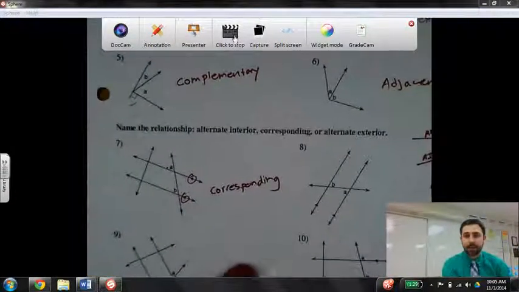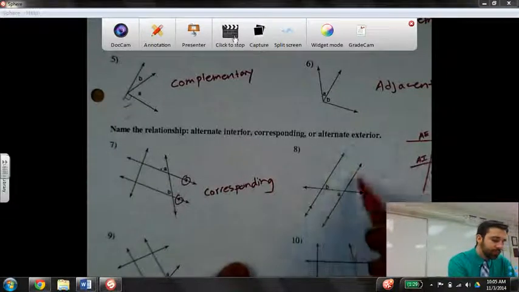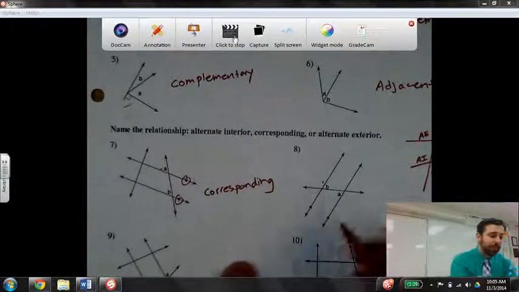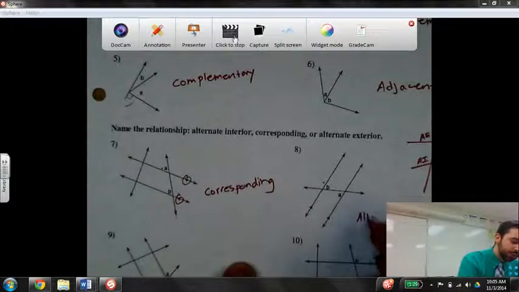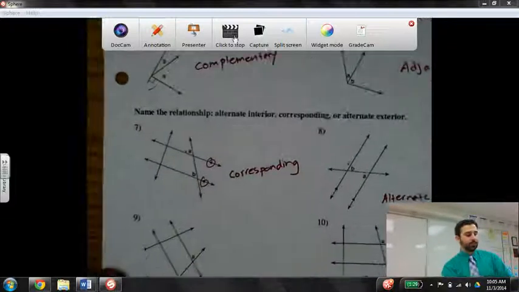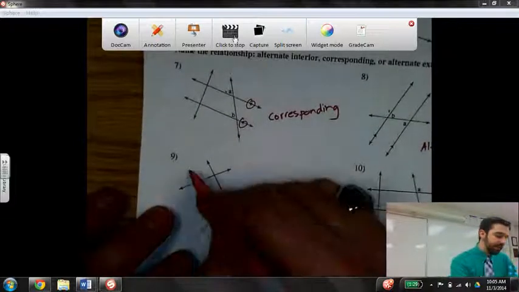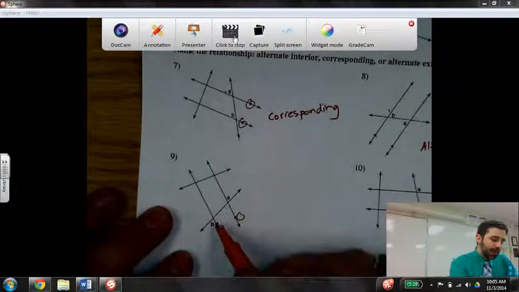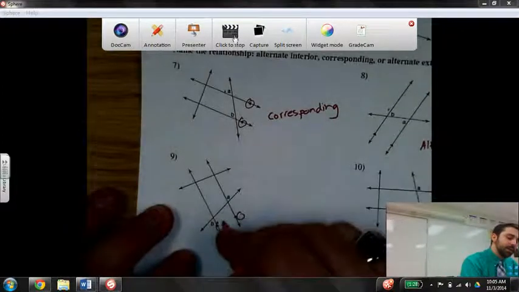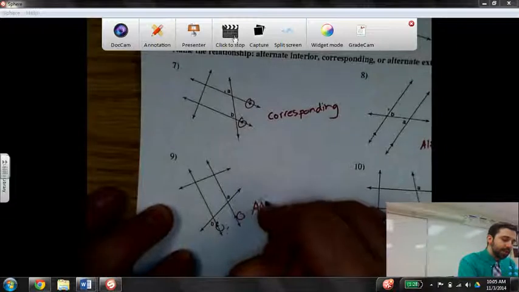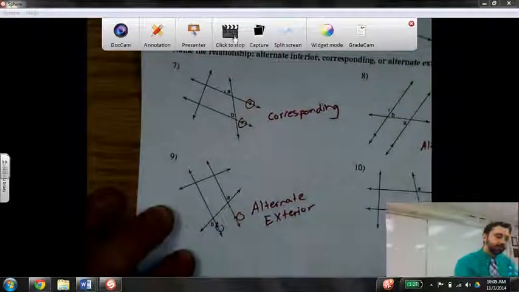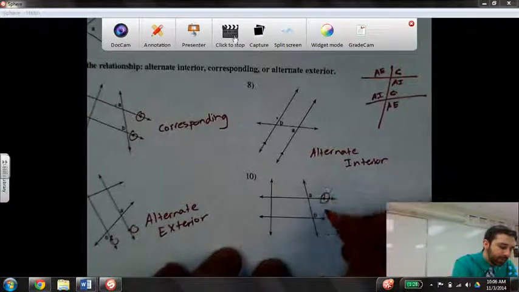Looking at number 8 now, we have these two parallel lines cut by a transversal. We see that B and A are both inside my set of parallel lines, and they are also opposite angles, so they are alternate interior angles. Looking at number 9 now, we see that these lines are the parallel lines we need, cut by this transversal. Notice A and B are outside of my parallel lines, and they are opposite angles, so we can say these are alternate exterior angles.